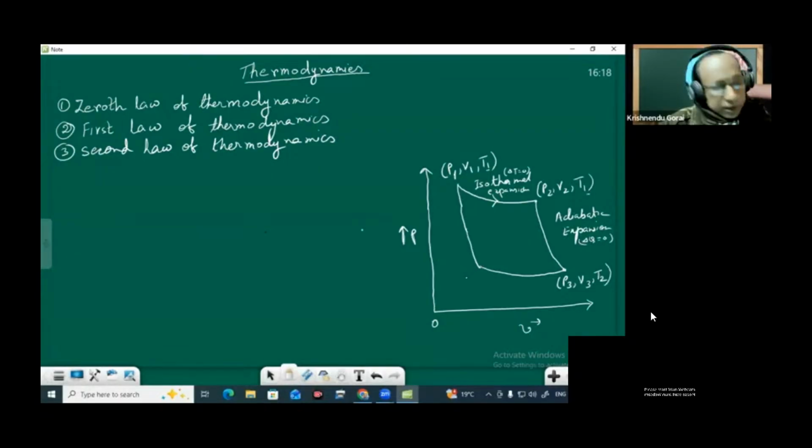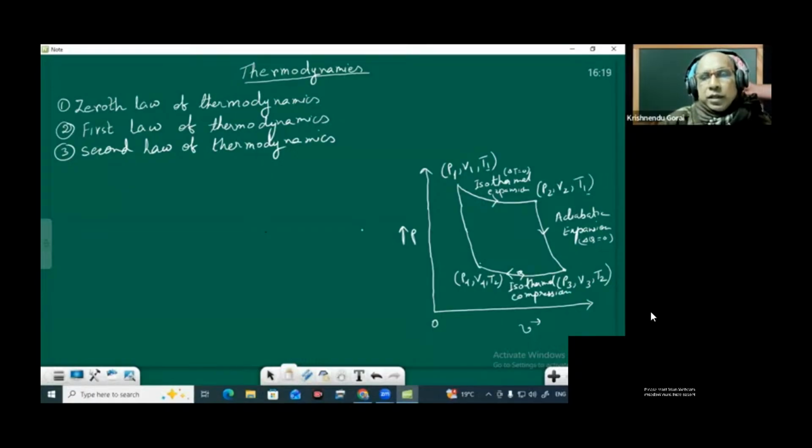So here in this case, we go to another state, that is P4, V4, and the temperature will be the same because it is isothermal. So this direction is isothermal compression. 3 to 4 is isothermal. This part is isothermal compression. Compression means volume is decreasing.